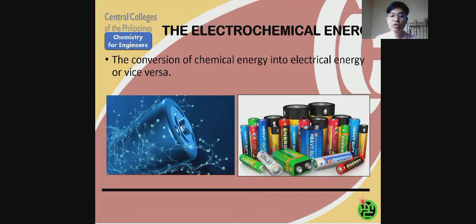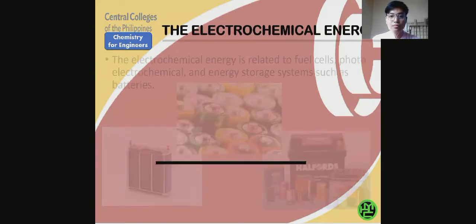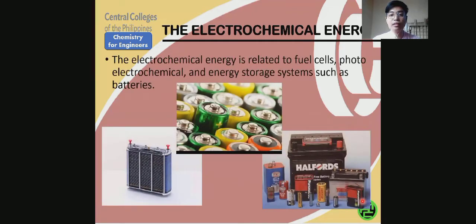So first, let's define ano nga ba ang electrochemical energy. So electrochemical energy is the conversion of chemical energy into electrical energy or vice versa. So this is the type of energy wherein we have an electrical energy, and that certain electrical energy is converted to chemical energy, or also the chemical energy is converted to electrical energy, or simply the vice versa. So electrochemical energy is related to fuel cells, photoelectrochemical, and energy storage systems such as batteries.